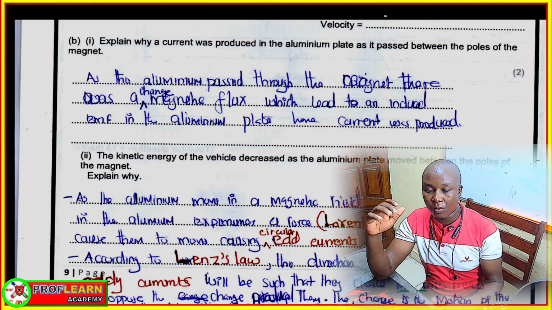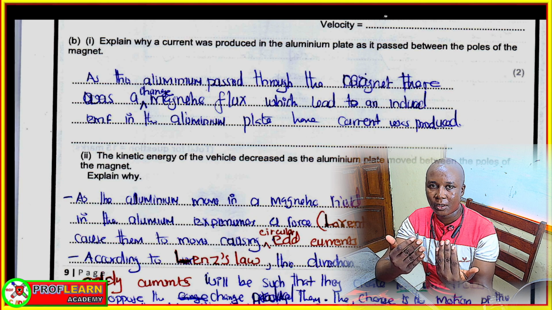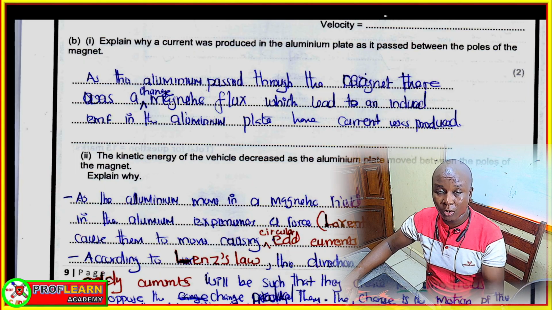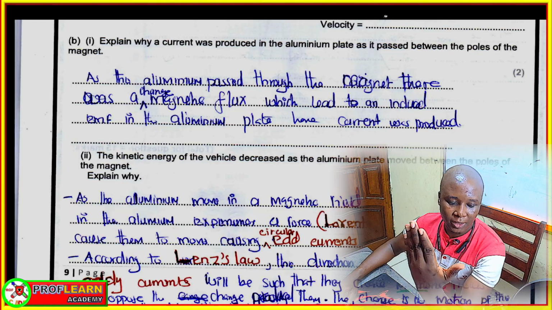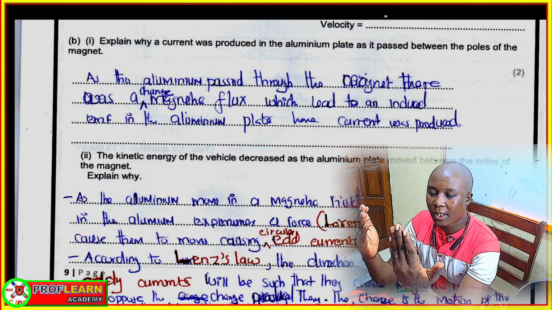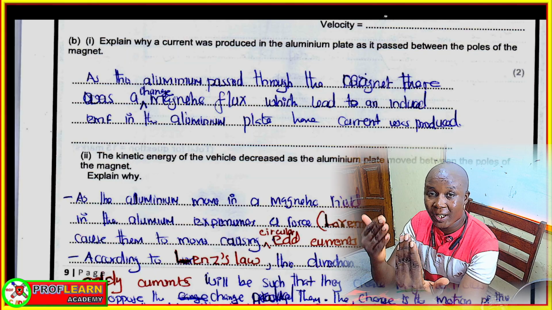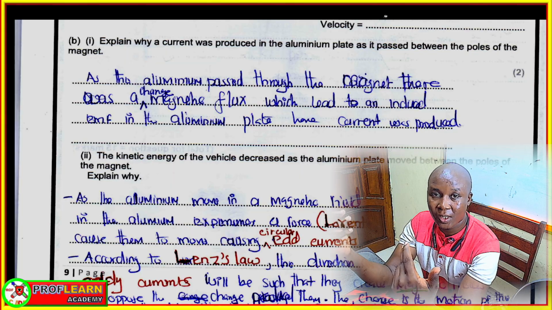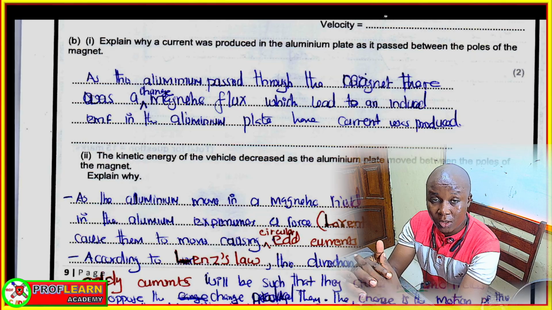When the coil passes through the poles of the magnet, that is going to cause what we call electromagnetic induction, because as the aluminum plate passes through the poles, it is going to cut through the field, and when a conductor cuts through the field, there is a change in magnetic flux within the conductor. As it's cutting, there will be an induced EMF.